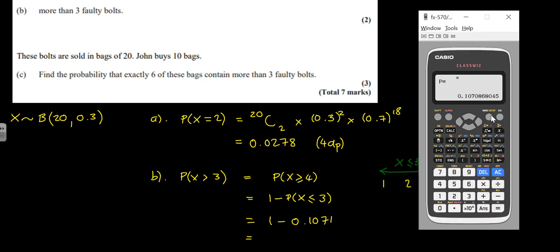So let's go back and use it in the calculator. We'll go back to menu 1, and we're going to do 1 minus Alpha A, and we get 0.8929, 4 decimal places.